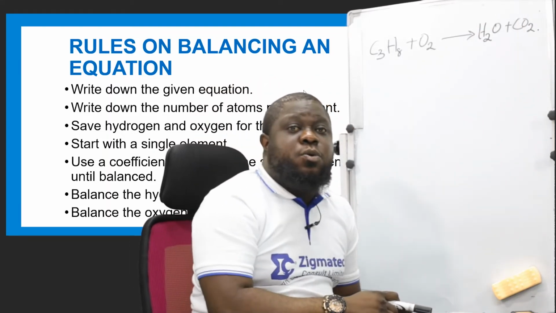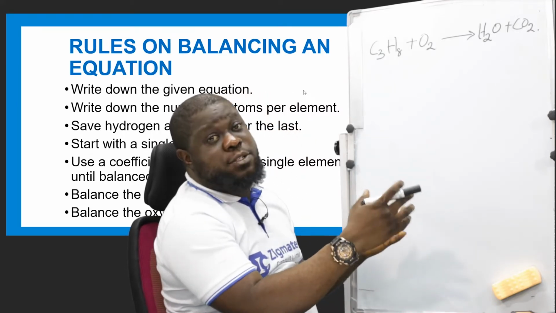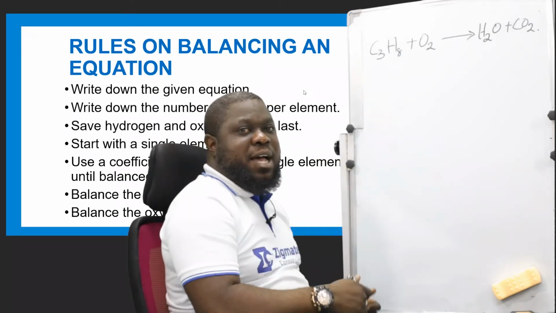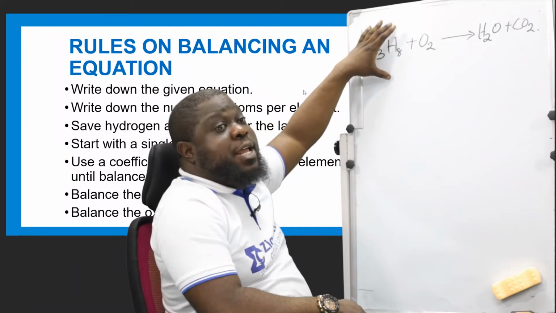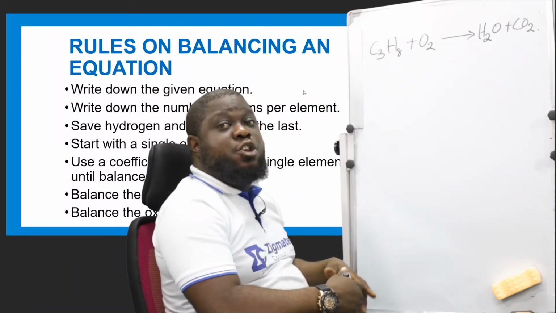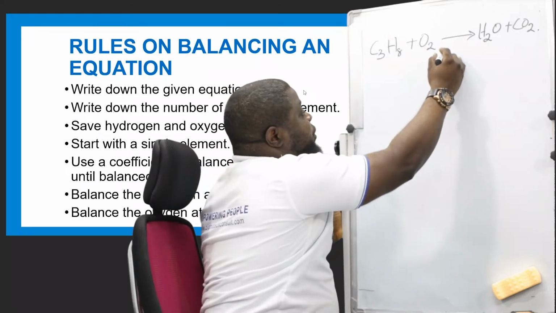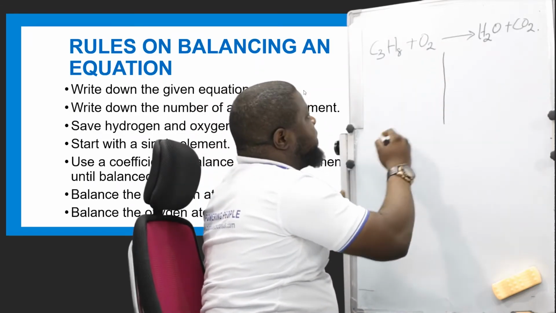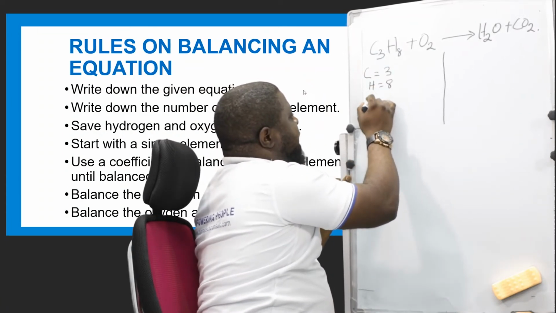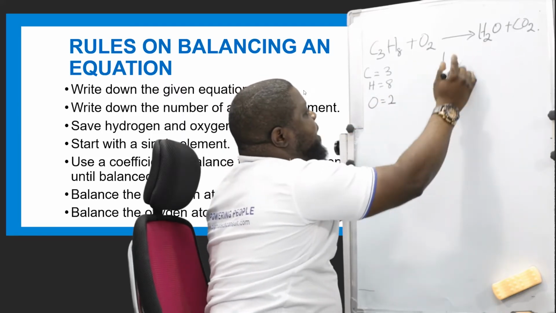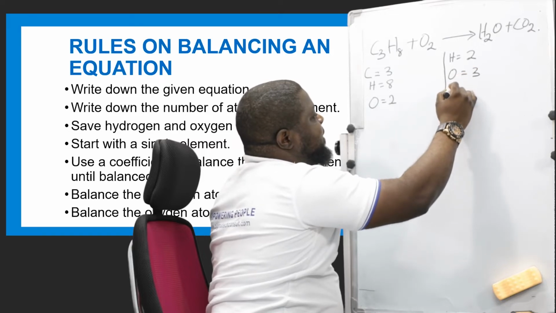Now, the second rule says write down the number of atoms per element. Remember, this equation has two sides, the left-hand side and the right-hand side. So you're going to divide it into two and write the number of atoms per element on the left and on the right. On the left, C is 3, H is 8, and O is 2.